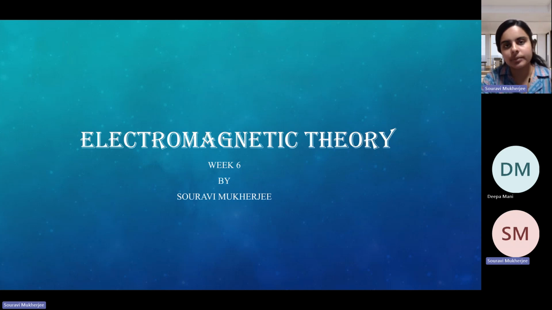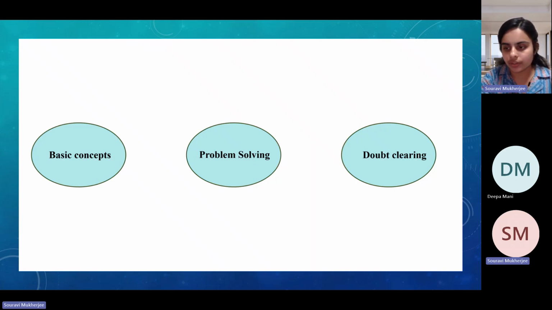What we will do today is talk about what a changing magnetic field does. What does it do in terms of producing electric fields, and why is it relevant? We'll also talk about Maxwell's equations. So that's the topic today. And as we always do, we'll discuss some basic concepts, try to solve some numericals, and if you have some doubts, we'll try to clear them.